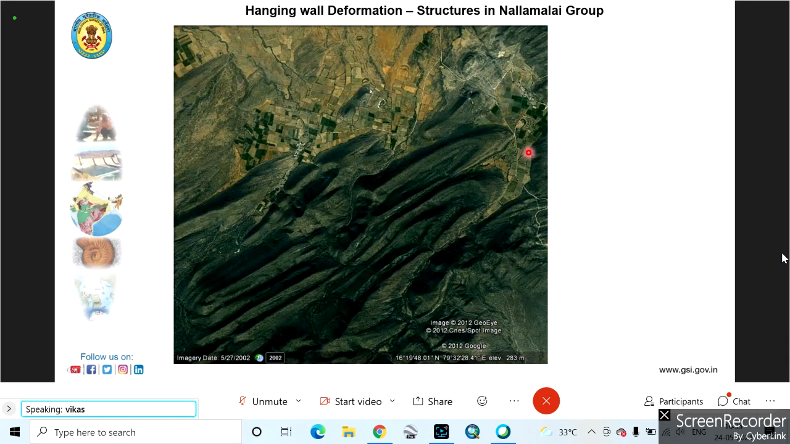The beds are also visible. You can easily say that one is dipping towards the northwest and another is dipping towards the southeast, where the fold is plunging towards the northeastern side, right?